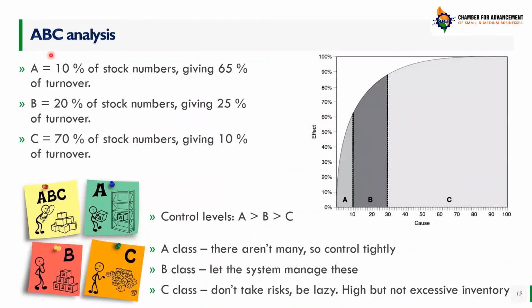The second way of analysis is ABC analysis. Similar to the 80-20 rule, here we have more categories: category A, B, and C. A is 10% of the stock numbers, which will give you 60-65% of the turnover. Then 20% of the stock gives you 25% of the turnover, and 70% of the stock gives you just 10% of the turnover. So instead of segregation into 80 and 20, now we have segregation into three classes: 65%, 25%, and 10%.